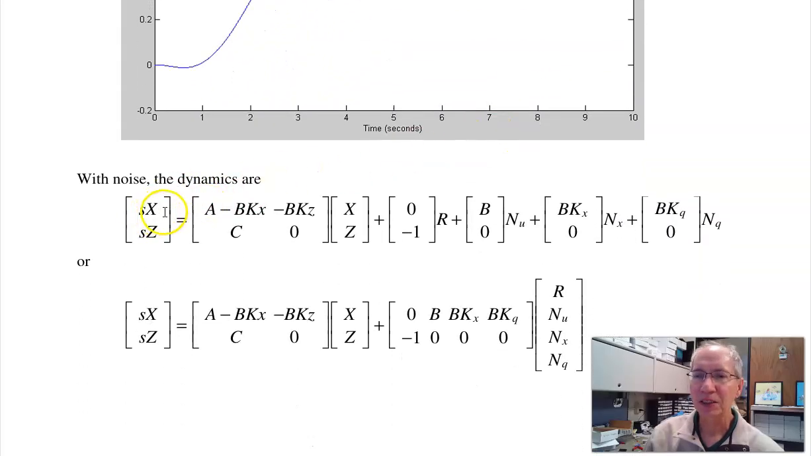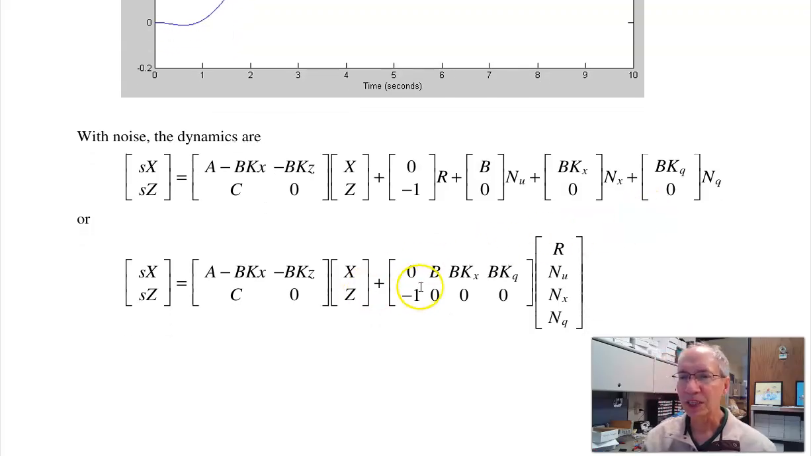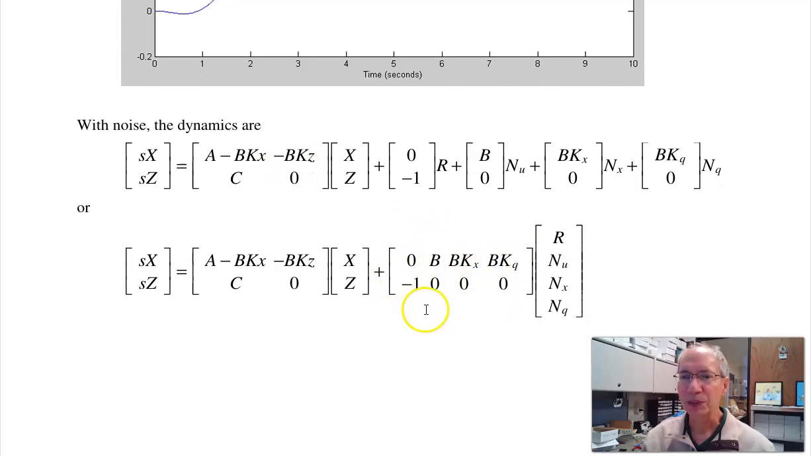Your X dot, servo Z dot is, here's your A matrix, B matrix with respect to R, B matrix with respect to the noise on the input, B matrix with respect to the noise on the position sensor, B matrix with respect to the noise on the angle sensor. So putting them all together, I actually have 4 inputs, my set point, and so on. That lets me add the terms one by one.